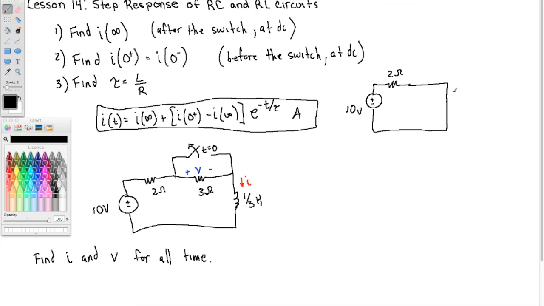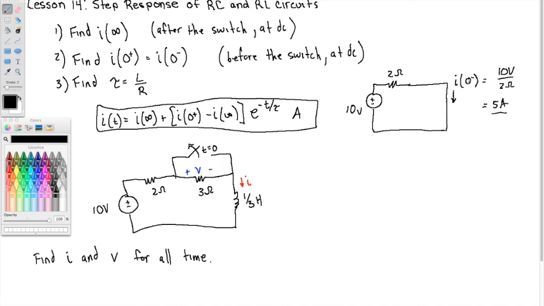So here's the current, and this is I 0 minus. So this is right before the switch, and assuming that the switch has been closed for a really long time. The circuit was built a long time ago, and of course we mean long time as in 5 time constants ago. Alright, so we can find that current very easily. That's from Ohm's law, 10 volts divided by 2 ohms, 5 amps.